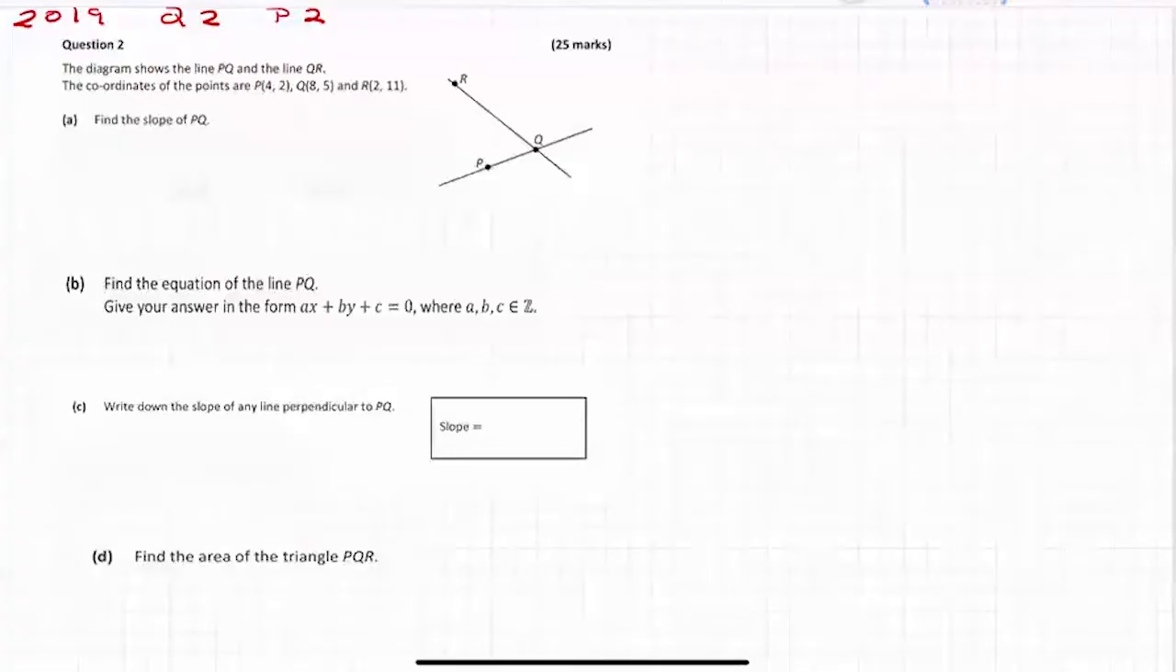Okay, so the 2019 question on coordinate geometry, the line. Question 2, the diagram shows the line PQ and the line QR. The coordinates of the points are P is 4, 2, Q is 8, 5, and R is 2, 11. Find the slope of PQ.